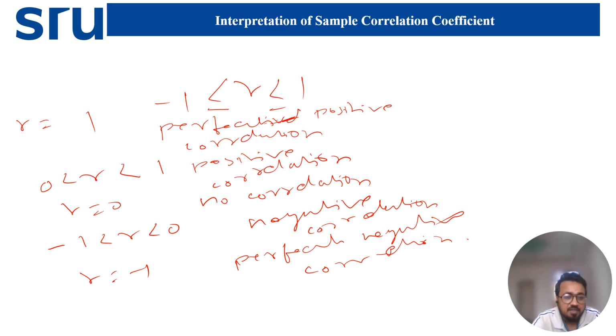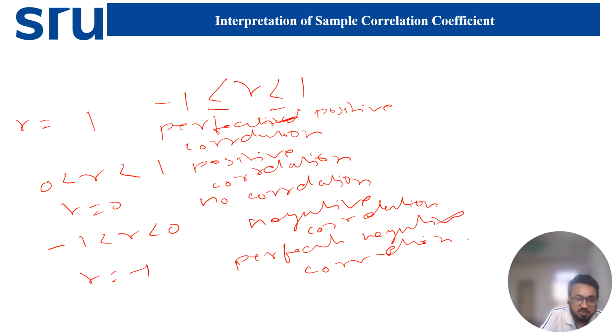Variables move in the opposite direction. A value close to 0 means what? Weak or no correlation, and if the value is close to ±1, it means strong correlation. So these are the interpretations of the sample correlation coefficient, and there are some properties of the correlation.